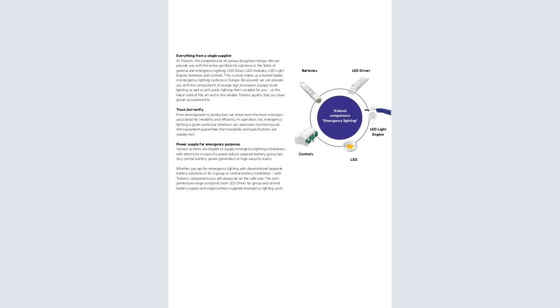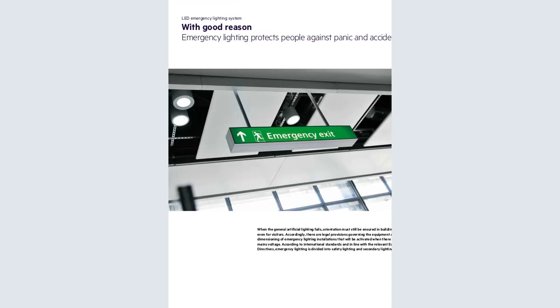You can see this is a company called Tridonic that offers the components for installing the LED emergency lighting. You can see the batteries, the LED drivers, the controls, the LEDs themselves. Then the power supply for emergency purposes. These various systems are eligible to supply emergency lighting installations with electricity in case of power failure. That is the separate battery group, the central battery power generation or high security mains. So whether you opt for emergency lighting with a decentralized separate battery solution or for a group of central battery installation with Tridonic components, you will always be on the safe side about the emergency lighting.